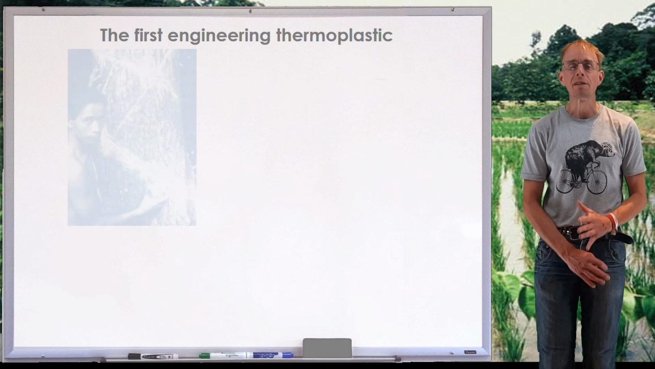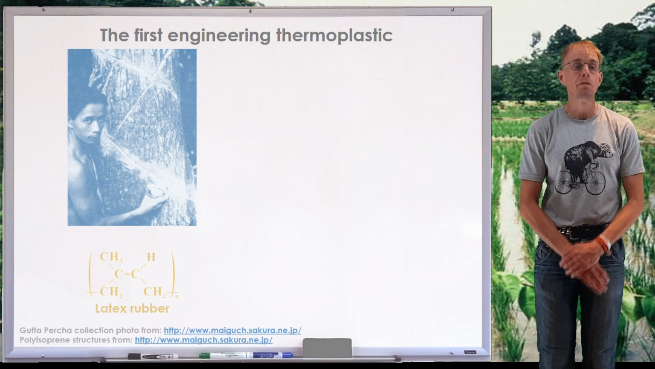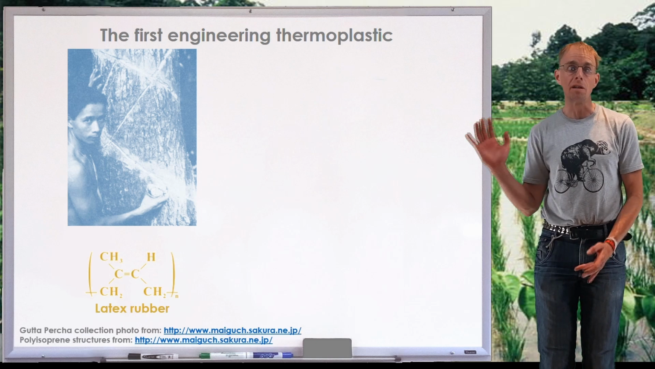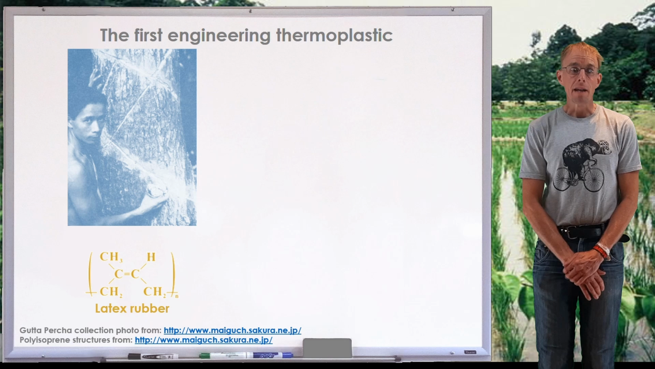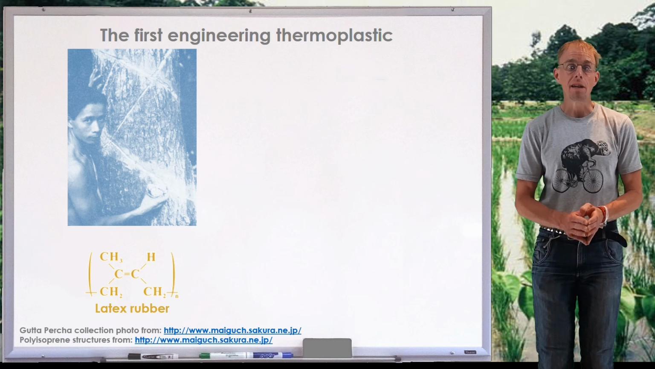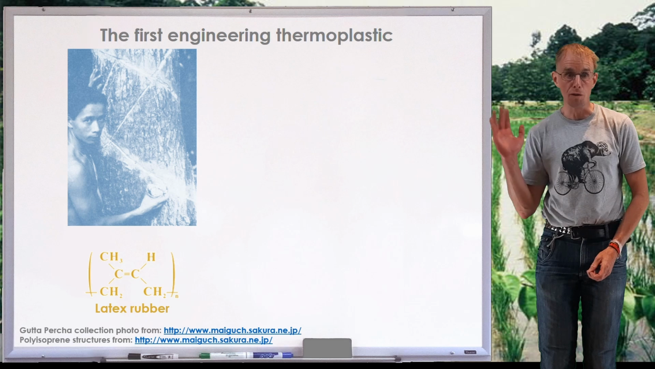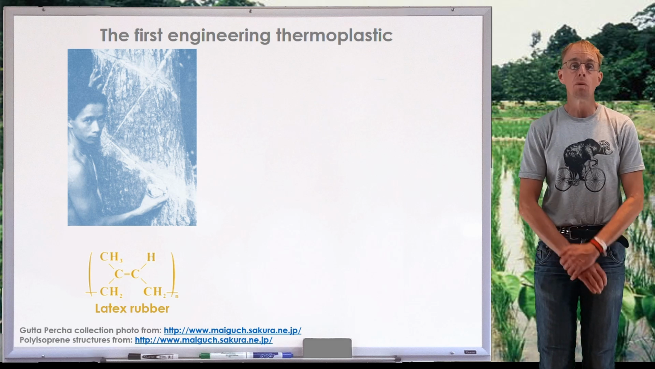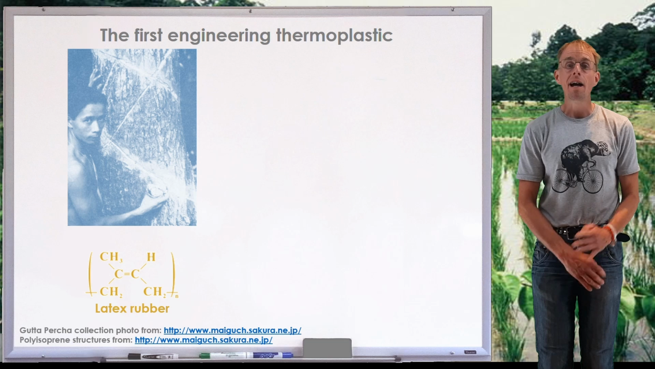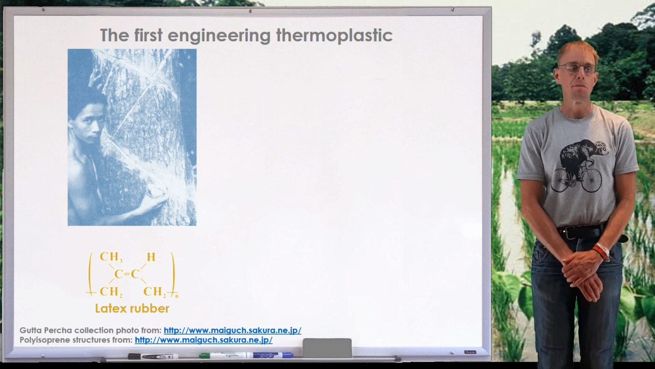And if we think about that to start with, latex has been collected for a number of hundred years now and comes from the bark or incisions in the bark of the latex tree. Now, chemically, latex is a polyisoprene. It's actually a cis polyisoprene, as I've shown there on the whiteboard, and it is a liquid product that is collected and then processed into a solid set product.